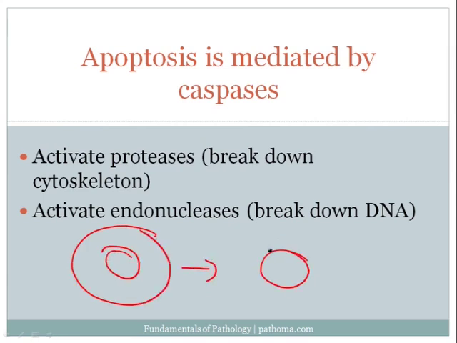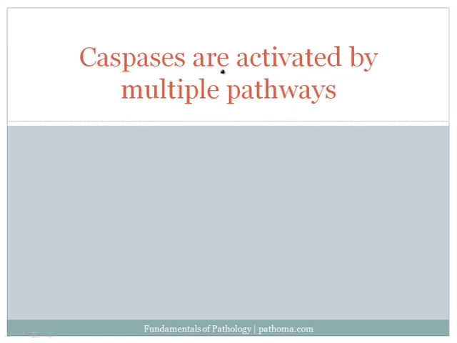In the same way, if this is the cell and the cell contains this nucleus, and the cell's shrinking and the nucleus is going to shrink, then you also need to be able to crunch down that nucleus and break it down. And so endonucleases are the mechanism by which the DNA of the cell gets broken down. So for apoptosis, the key mediators are the caspases, and the caspases eventually activate the proteases, which allow for shrinking and breaking down of the cytoskeleton, and endonucleases, which allow for breaking down and shrinking of the DNA.